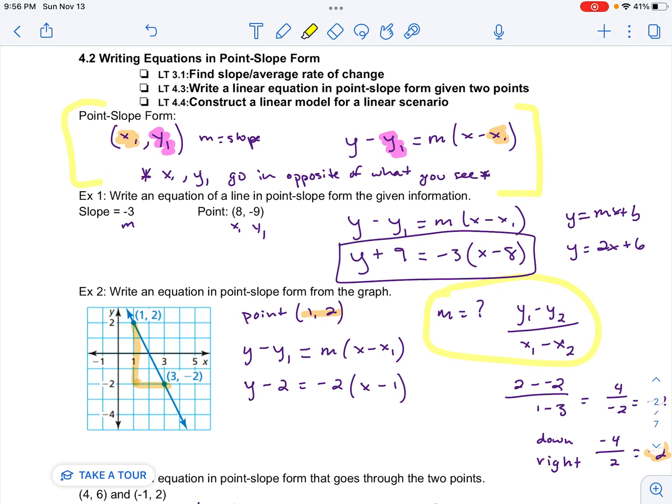So we've talked about finding the slope based on 2 points. We wrote a linear equation in point slope form given 2 points, such as example 2 and example 3. And we constructed a linear model for a linear scenario. We did that in example 4 with a table and example 5 with our story problem.